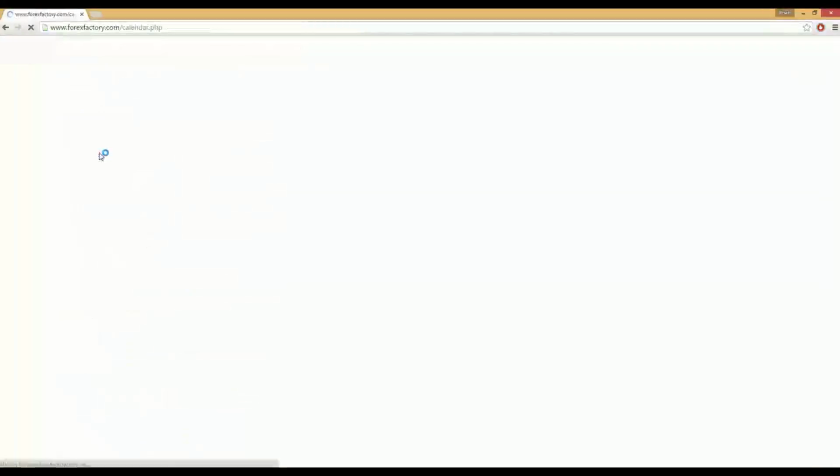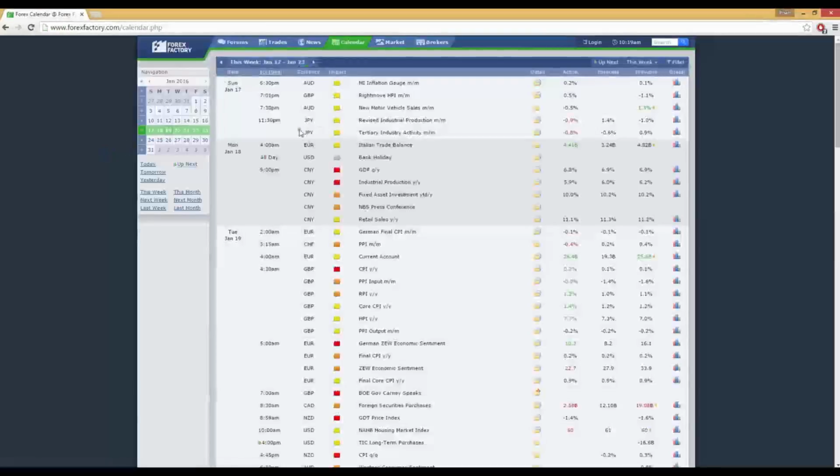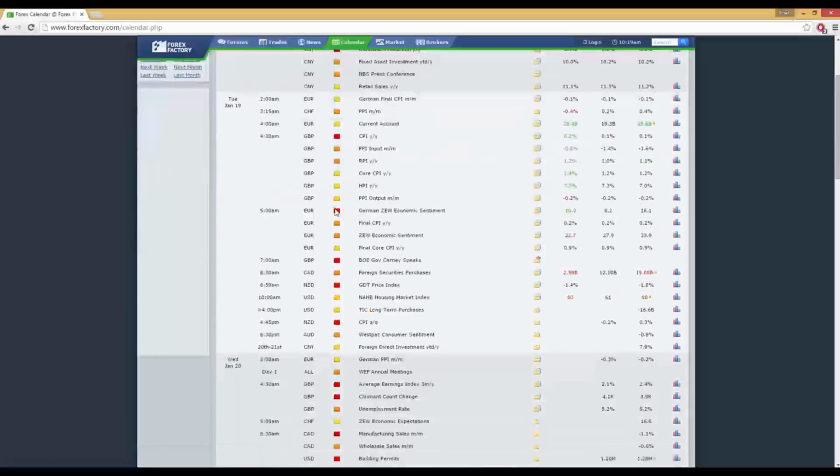So, I've gone to forexfactory.com and I've clicked straight into the calendar. What I'm seeing in the calendar, guys, is a list which is color-coded in terms of impact expected, from important economic announcements or from official economic data being published to the general public. Why is that of interest to us?